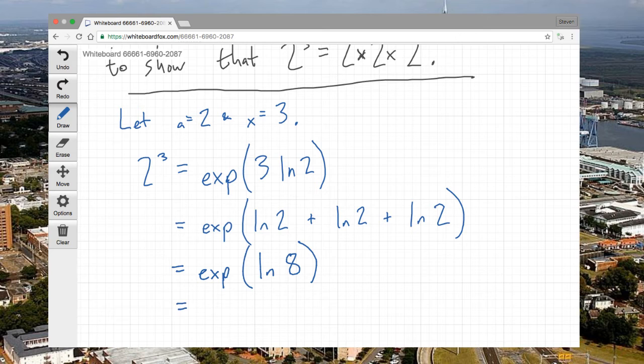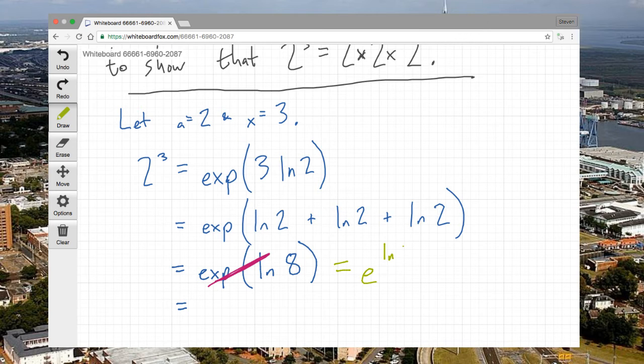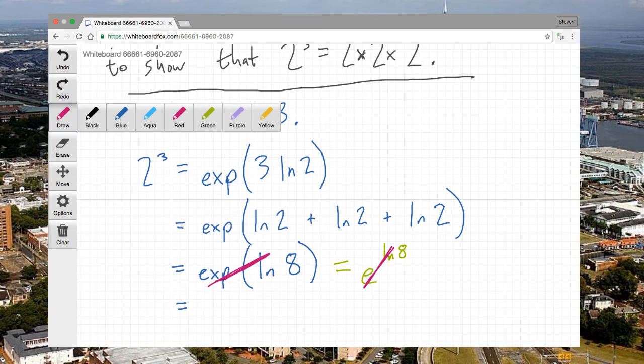And those are inverse functions. Exponential functions and natural log functions, this is exactly the same thing. You might prefer, because this is the way you thought of it, you might also think of this as e raised to the natural log of 8 power. Either way you think of it, they cancel, and I'm left with just the number 8.